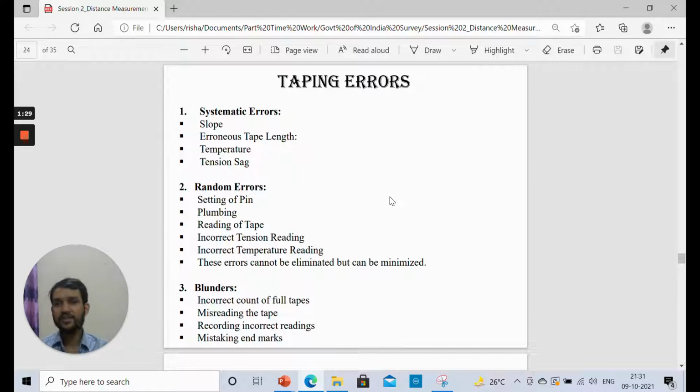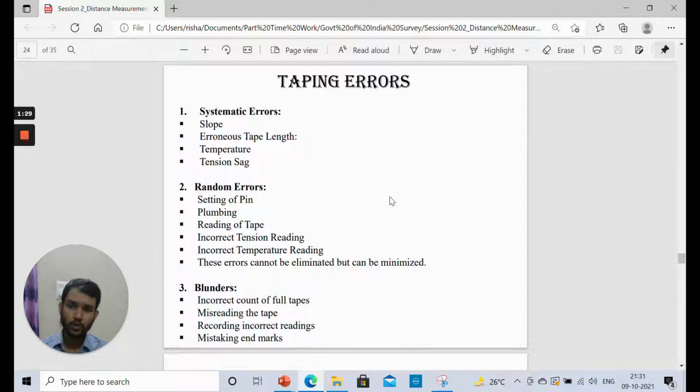Now the next one is random errors. What are random errors? These are those errors that remain even after systematic errors and blunders have been removed. These types of errors cannot be eliminated, and it is difficult to eliminate them. And the worst thing is, they can occur in any direction. They may be either positive or negative. But what generally happens with these types of errors is, they are very small in magnitude.